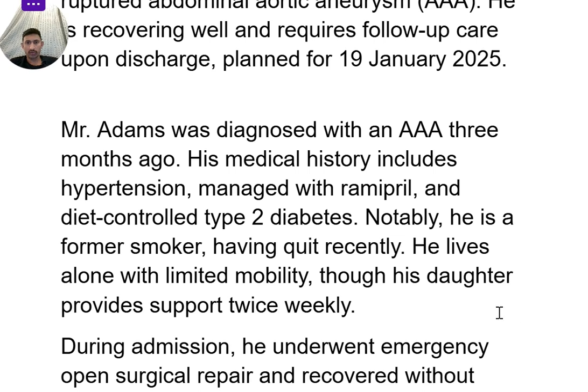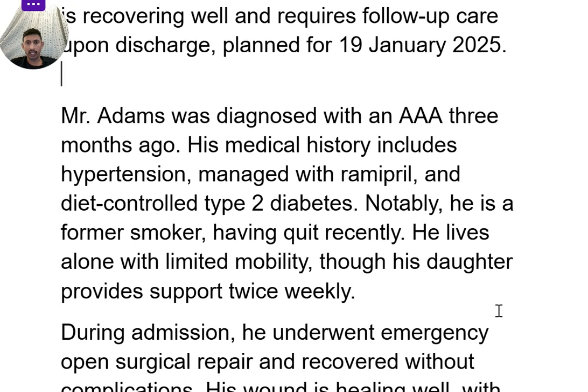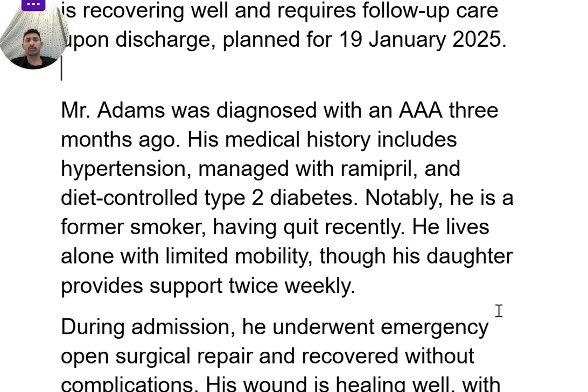Mr. Adams was diagnosed with an AAA 3 months ago. His medical history includes hypertension managed with Ramipril and diet controlled type 2 diabetes. Notably, he is a former smoker, having quit recently. He lives alone with limited mobility, though his daughter provides support twice weekly. So next, we are going to say what happened to Mr.